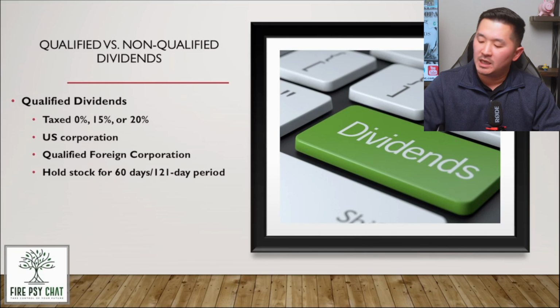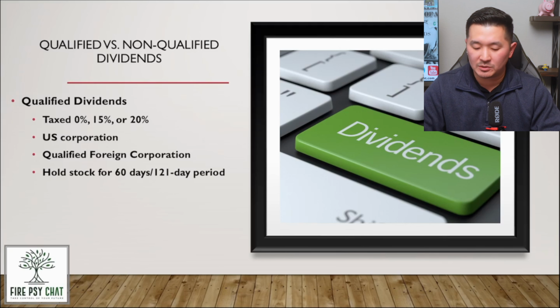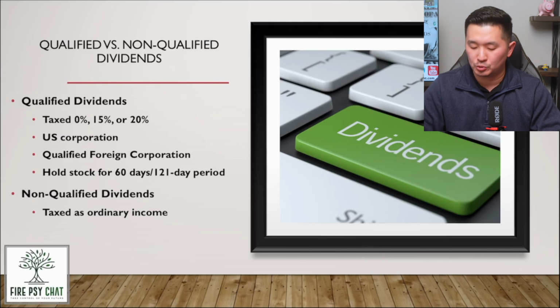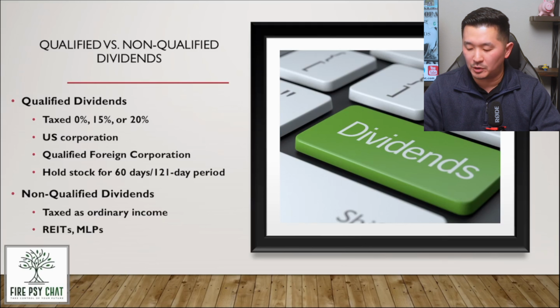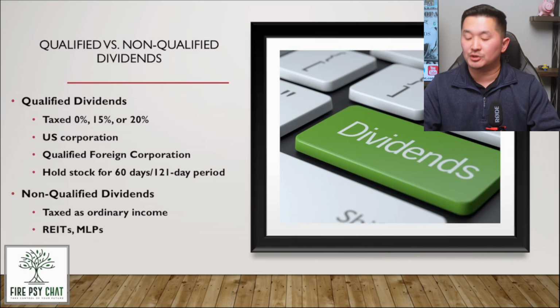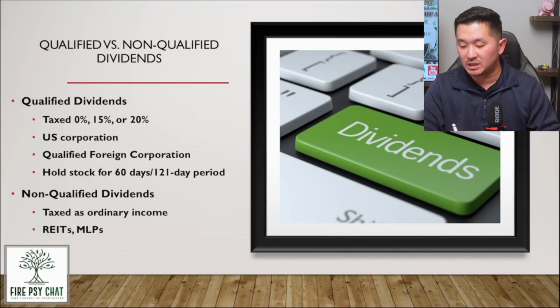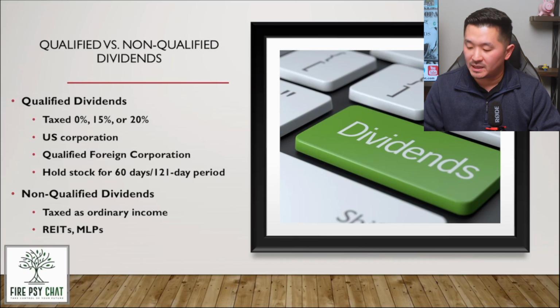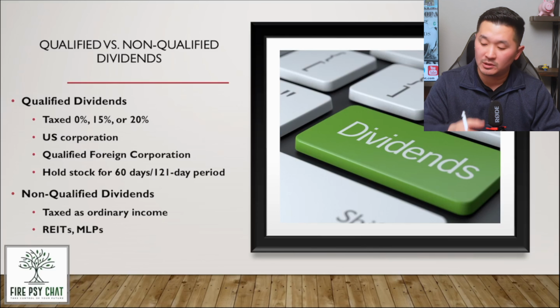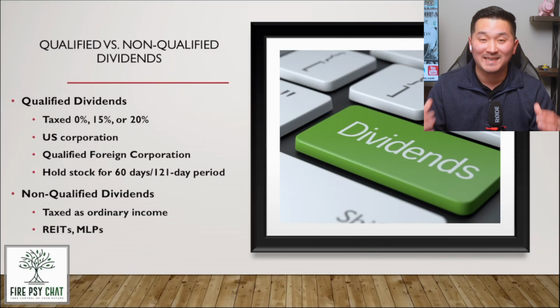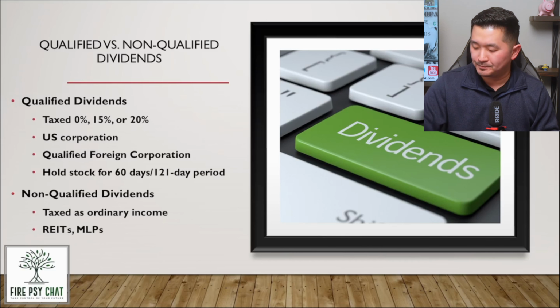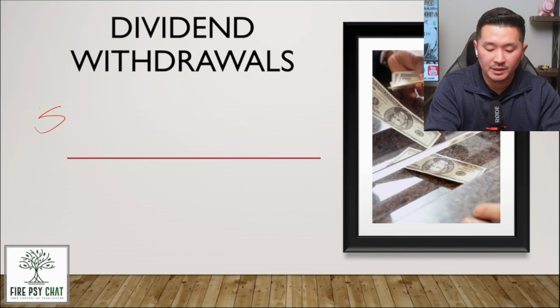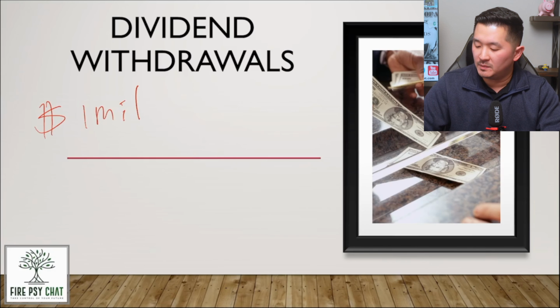The one thing to keep in mind is real estate investment trusts, or REITs, and master limited partnerships, or MLPs, because they're not structured as corporations for tax purposes. So if I'm investing in REITs or MLPs, any dividends I receive from them are considered non-qualified dividends and taxed as ordinary income tax.